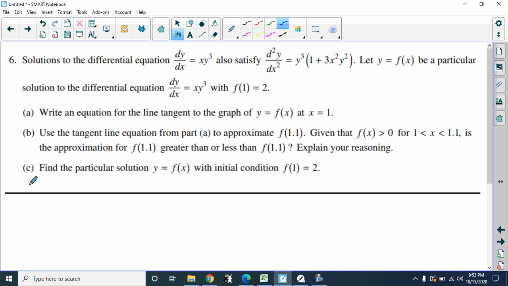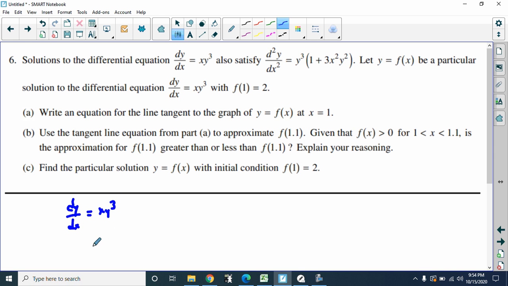Part C. Part C wants the particular solution. This is the type of problem we're focusing on here today. It asks us to find the particular solution y equals f of x with the initial condition f of 1 equals 2. So to get a particular solution, I need to solve for y. Basically, it wants to know what y value, y equals what, has a derivative of this, and also passes through this point. Because the derivative is in terms of x and y, in order to integrate it, you have to separate the variables. So all the x's need to be on one side, and all the y's need to be on the other. So we've got dy/dx is equal to xy cubed.